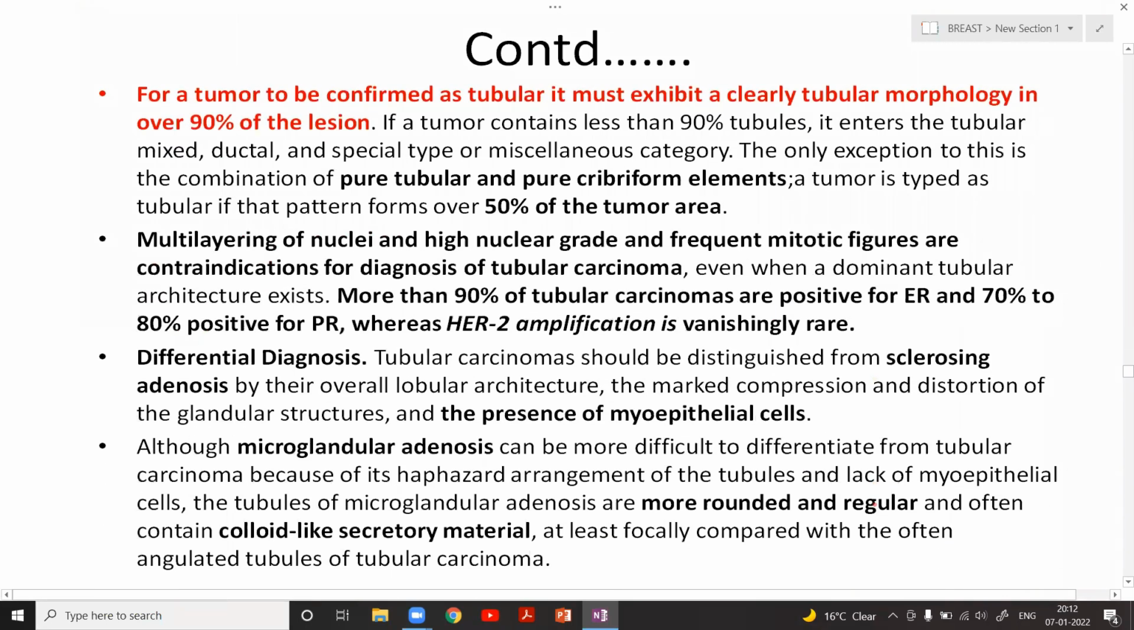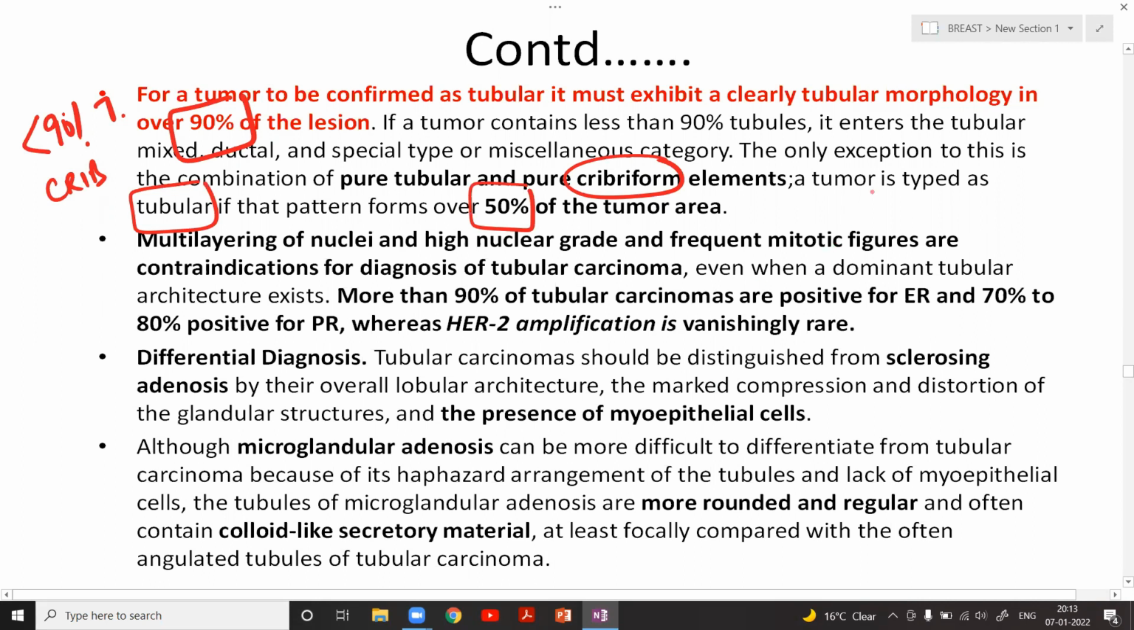Now, as I told you, for a tumor to be labeled as an invasive tubular carcinoma, at least 90% of the lesion should contain the tubular variety only. This is the most important thing. Now, one very important thing: in only one condition, with only one other tumor, that is the cribriform variety of breast carcinoma, if the tumor contains less than 90% tubules, but the remaining type present is the cribriform type, then a tumor can be said to be tubular if the tubular pattern forms 50% of the tumor area.